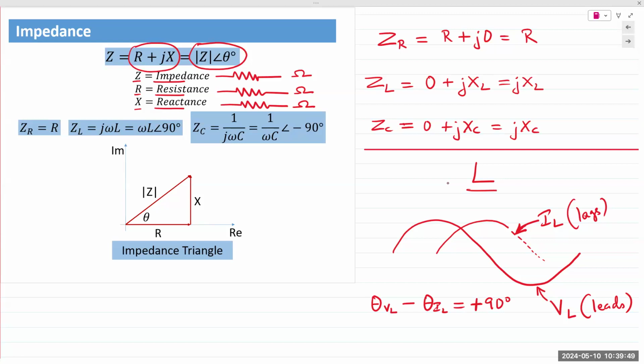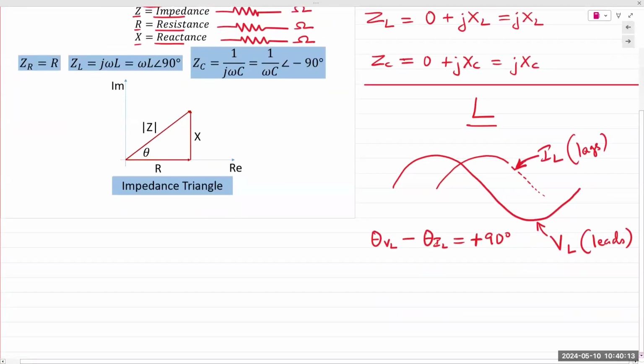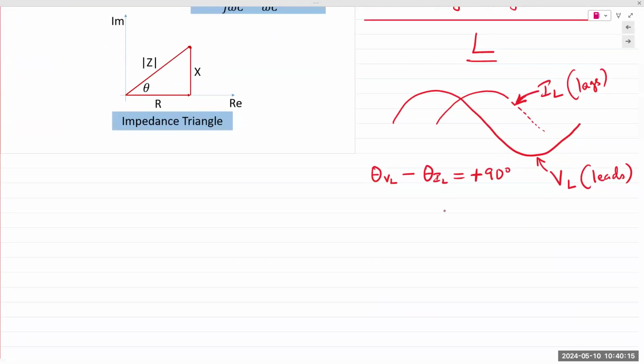For a capacitor, it's flipped. Remember, voltage is the input. If you apply a different voltage, if the voltage tries to change, the stored energy will oppose any change in the input voltage. So the voltage changes later. The voltage lags the current in a capacitor.